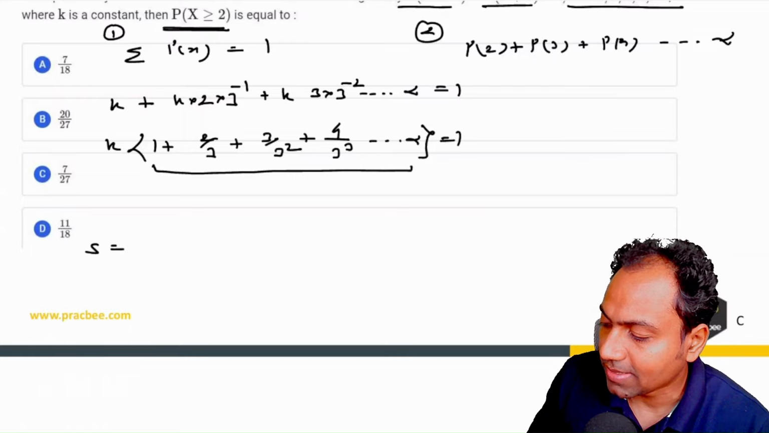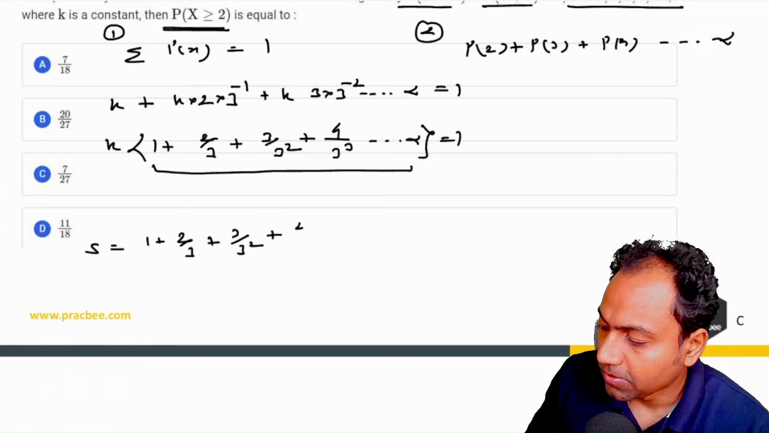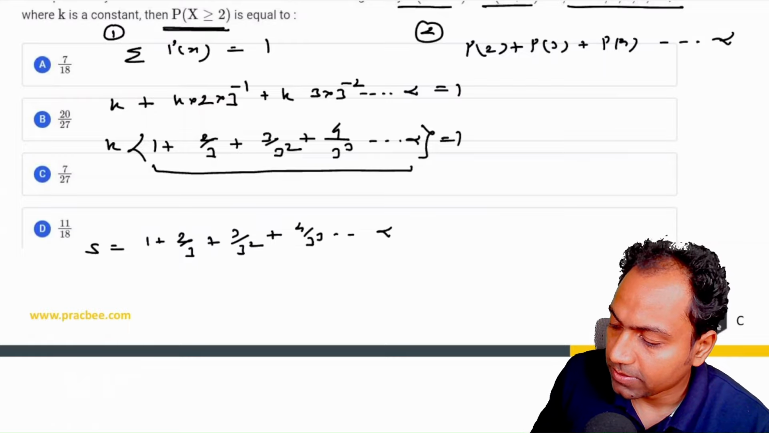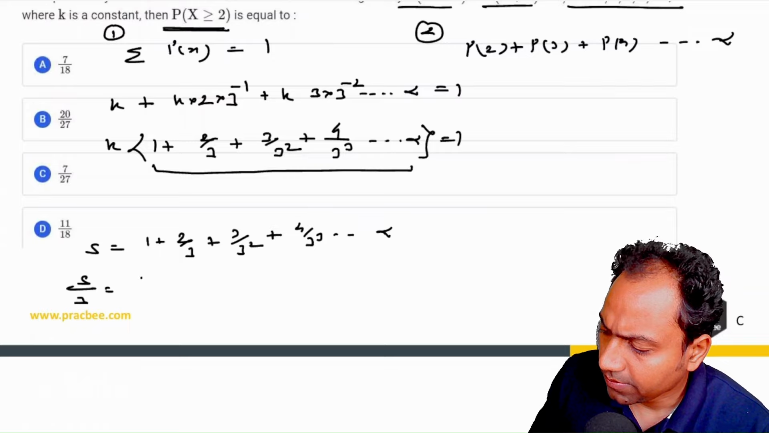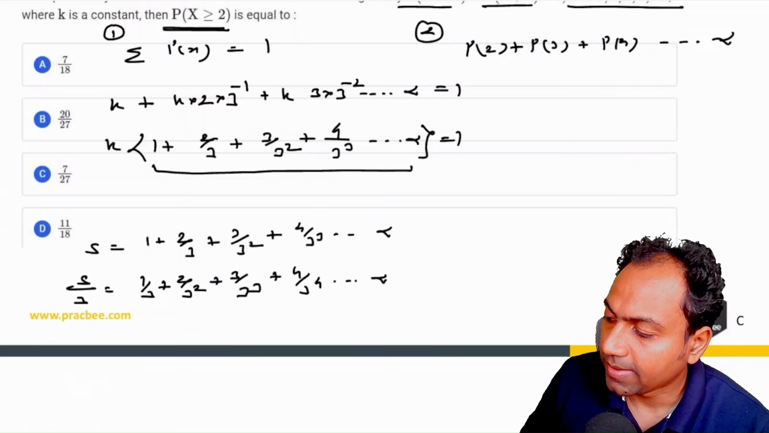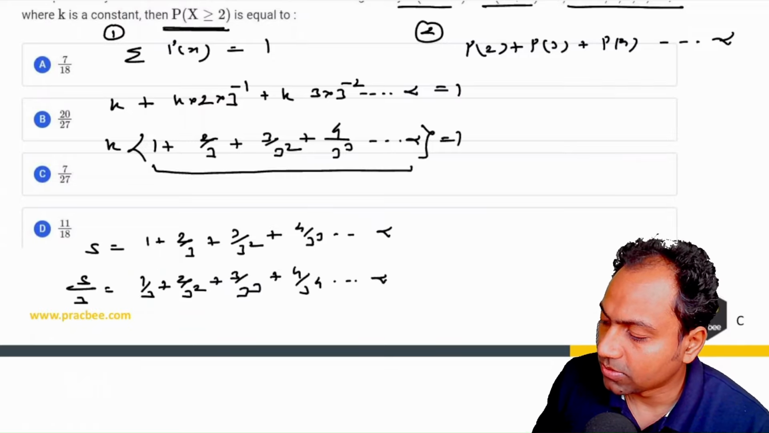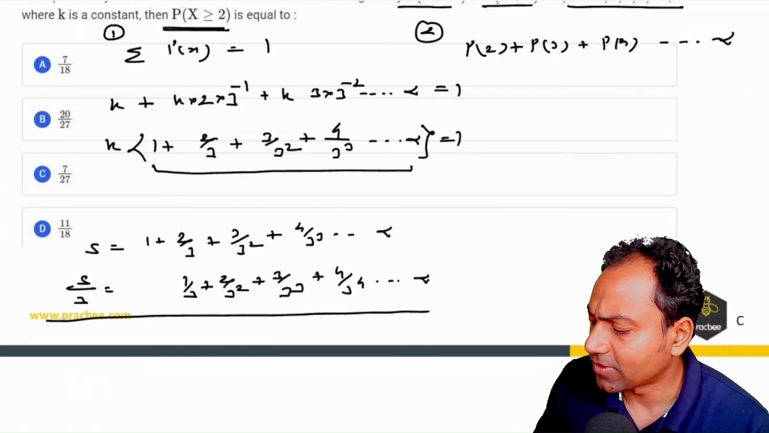So if I write this as S, this is 1 plus 2 by 3 plus 3 by 3 square plus 4 by 3 cube till infinity. So if I just multiply by r, that is nothing but 1 by 3 in this case, this becomes 1 by 3. This becomes 2 by 3 square. This becomes nothing but 3 by 3 raised to the power 3. 4 by 3 raised to the power 4 till infinity. And the next step is usually to take this and shift it by 1 unit like this and then subtract. You can also subtract without shifting, that is also fine.